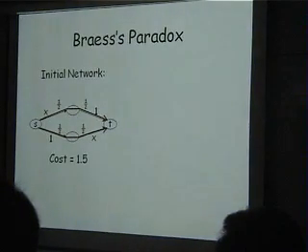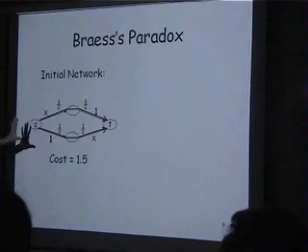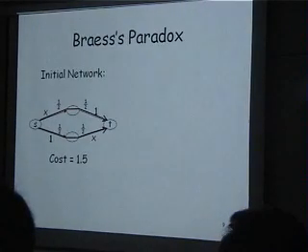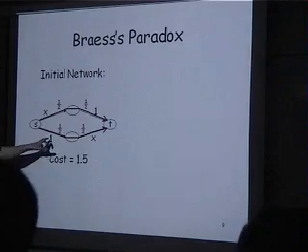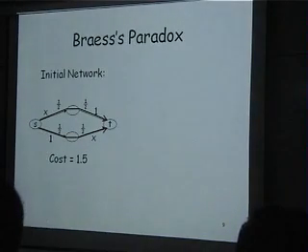So by symmetry, I claim the selfish outcome in this network should be splitting the traffic half-half between the two paths, because that equalizes the cost of the two paths at 1.5. Like 1 plus 1/2, 1/2 plus 1.